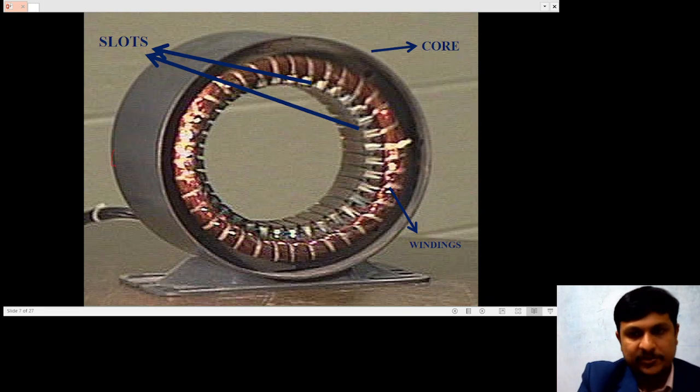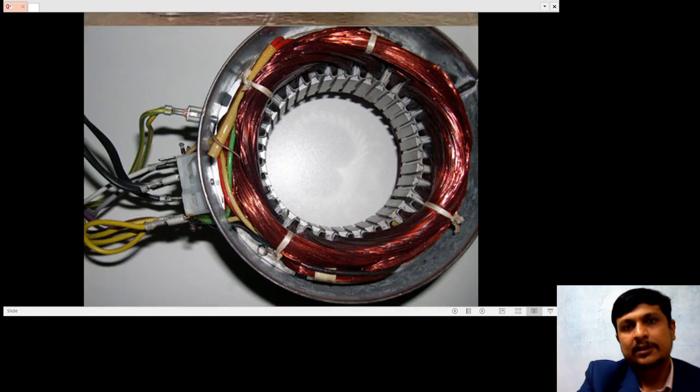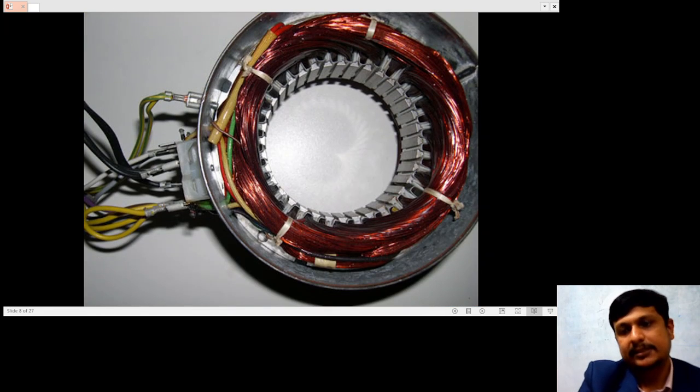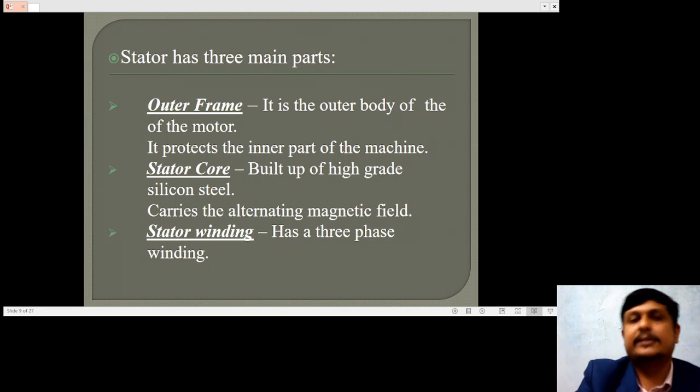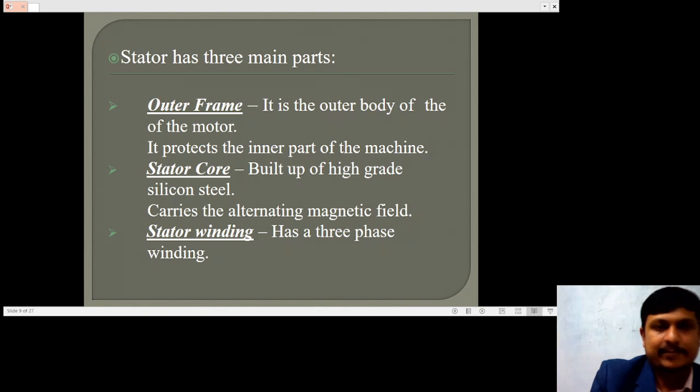This is your stator, and this is another picture of a stator. A stator has three main parts. The first one is the outer frame. It is the outer body of the motor. It protects the inner part of the machine, or we can say it provides support, a structure where the machine can be assembled.